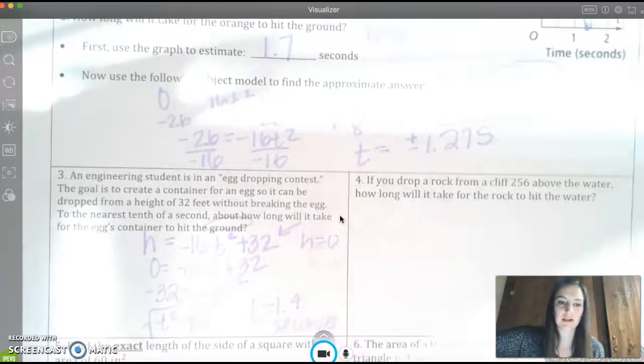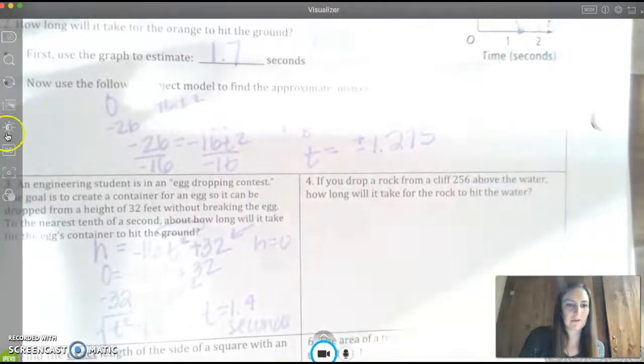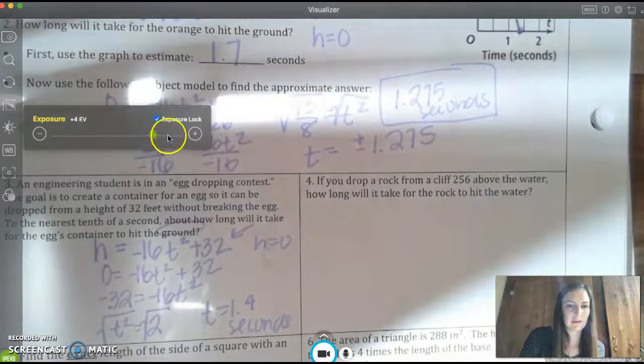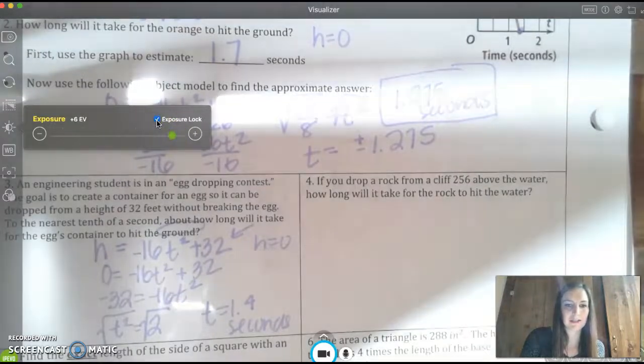And oh my goodness, that is not easy to read. Let's mess with the exposure a little bit there. Let's see if that helps. Yeah, a little bit. Now it's just darker. Sorry guys, bear with me.